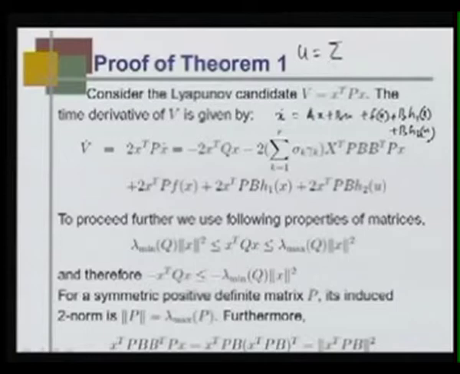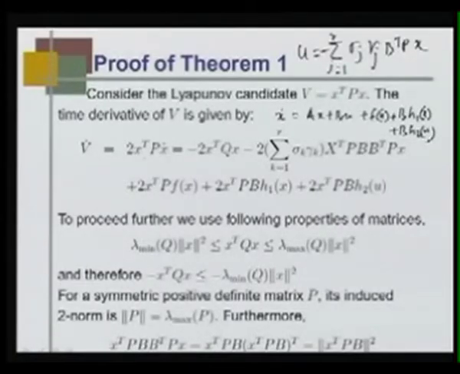So u is minus the sum over j equal to 1 to r of gamma j B transpose P x. This is my u. Before I introduce u inside, let's see what I will do. V dot is 2 x transpose P x dot, and I can write this expression by introducing this x dot inside here.